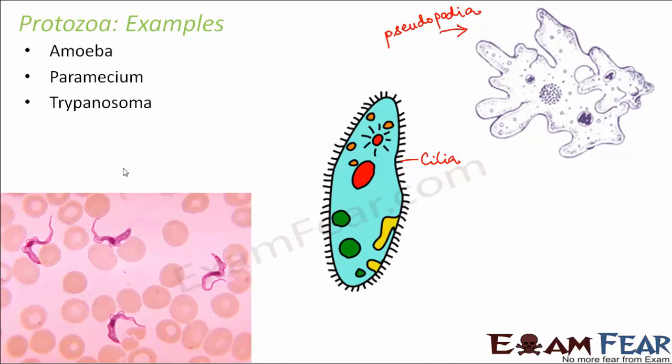Trypanosoma, this is another example of a protozoa. So here you can see these organisms which you see here, they have a flagellum at the end. So this flagellum will help in their locomotion. So protozoa, they are all mobile and they have specific locomotory organs as well.